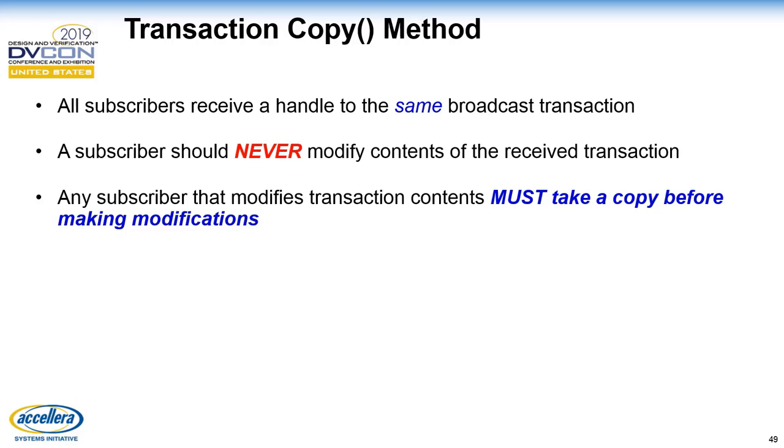Any subscriber that modifies transaction contents must take a copy before making modifications. That's why in our scoreboard, in our predictor, before it predicted what the expected output should be, it took its own copy, looked at the inputs, then it could modify the outputs of its own copy of that transaction. Then the actual transaction and the expected transaction were both pushed into TLM analysis FIFOs so that the comparator could pull them off in order and run the comparisons.